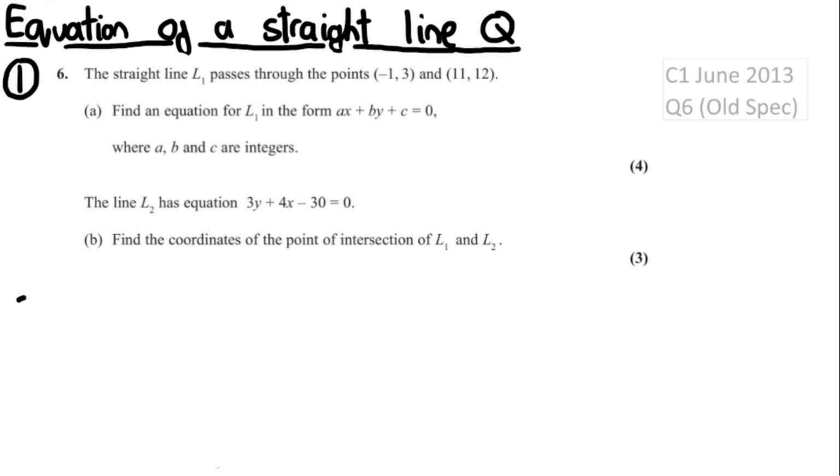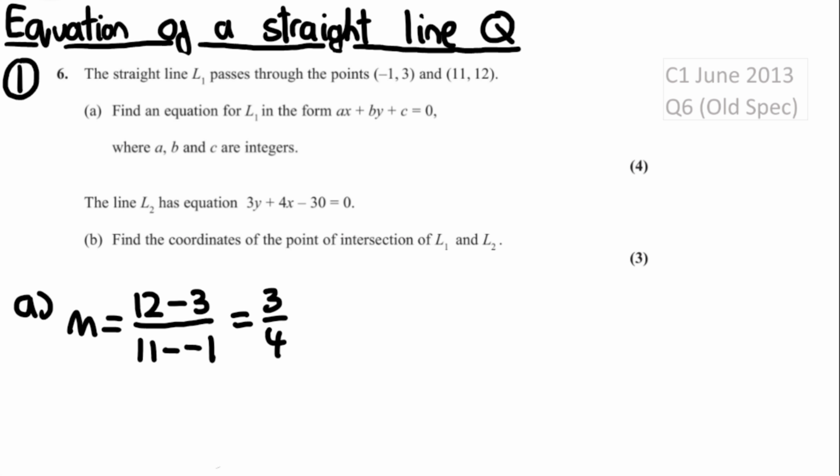Okay, so for part A, it's the question that we kind of went through before, where they don't give us the gradient, but they give us 2 points, so we can find the gradient by doing 12 minus 3 over 11 minus 1, and if we put that into a calculator, we'll find that as 3 over 4. Once again, you could do 3 minus 12 over minus 1 minus 11, and it will get you the same answer.